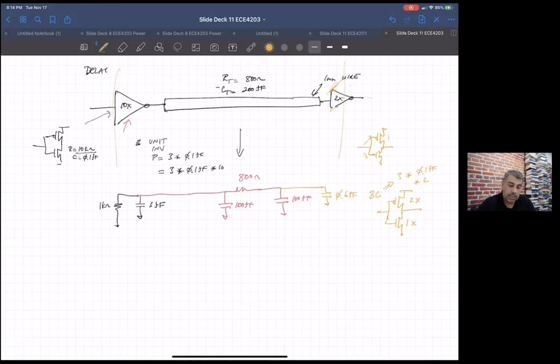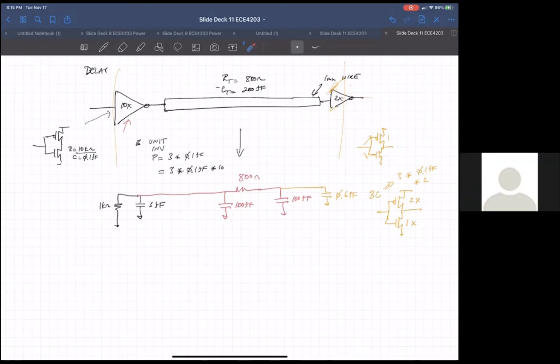Again, you see that this stuff is pretty small compared to this 100 femto. You can add it up, but really the resistance of the inverter driving this thing matters, and the capacitances don't really matter. But anyway, that's the model of driving a line. Anybody have a question about that? Thanks, Christian. Any questions?